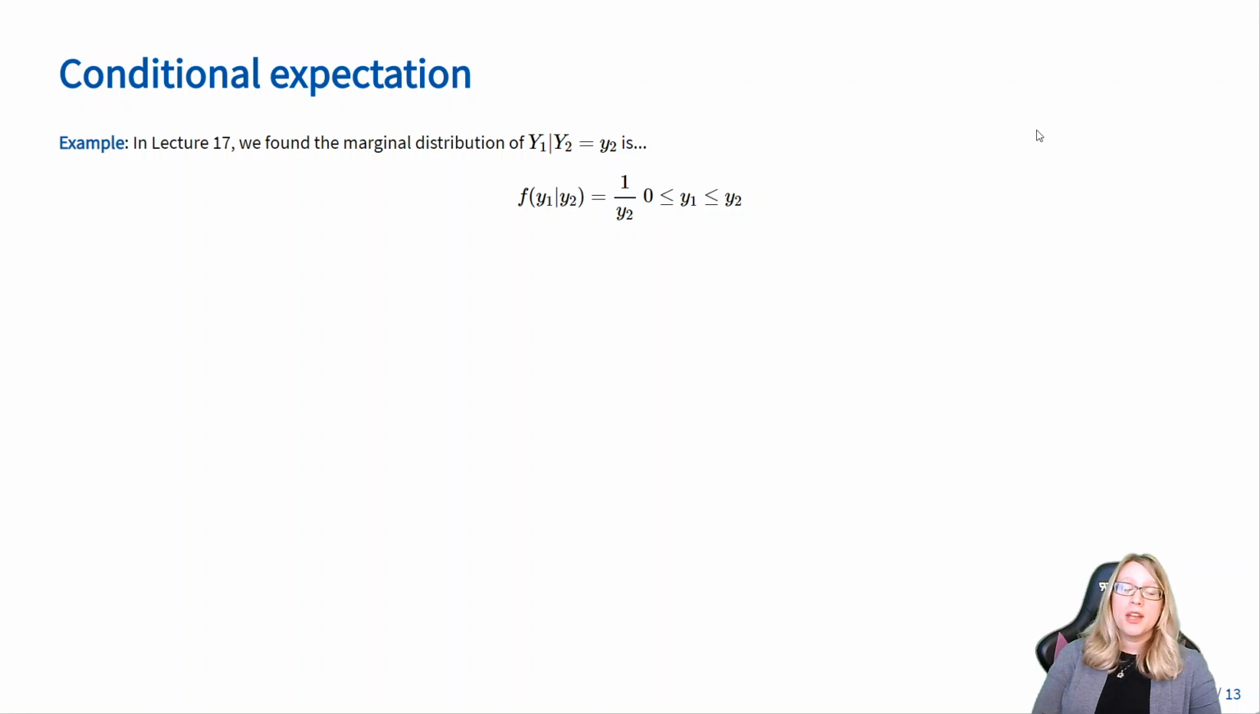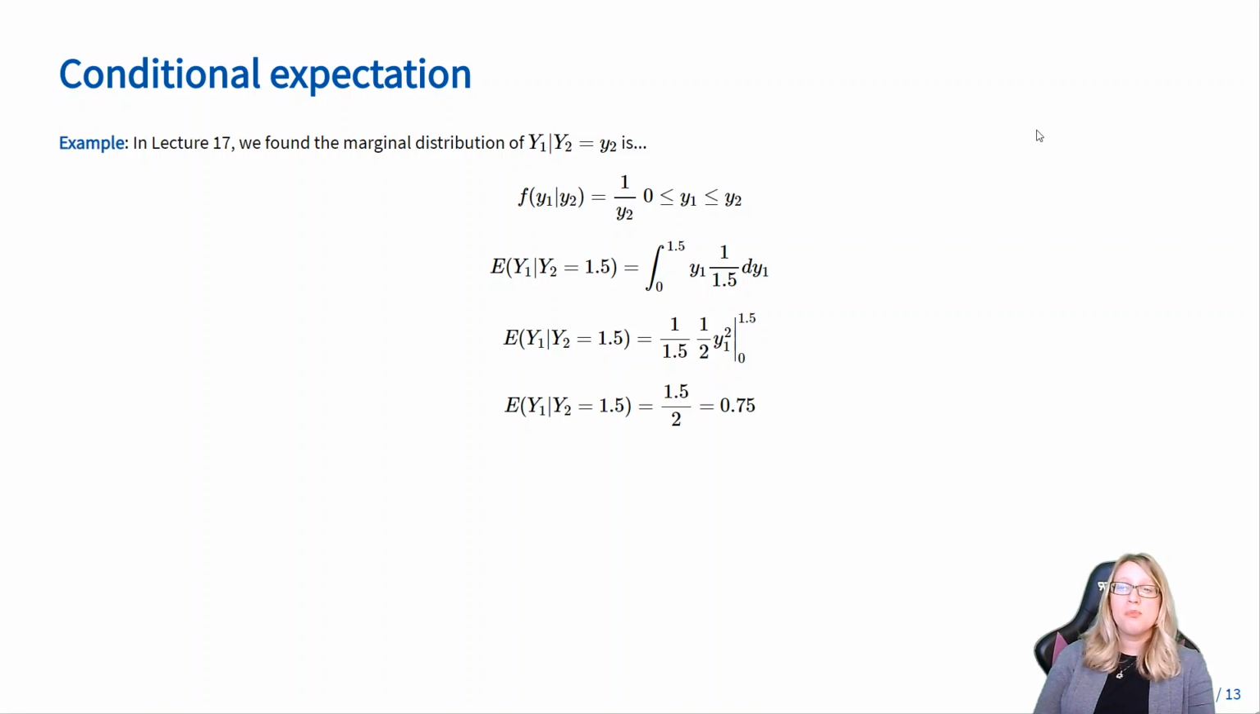So in a previous video, we actually found the marginal distribution and then the conditional distribution. So here's our conditional distribution. f of y1 given y2 is 1 over y2 for 0 less than y1 less than y2. In other words, our conditional distribution is a uniform distribution on 0 to y2. So our expected value of this conditional distribution is the integral of y1 times 1 over 1.5 dy1, integrated from 0 to 1.5, because we're conditioning on the fact that y2 is 1.5. So we then get 0.75 for our conditional expectation.